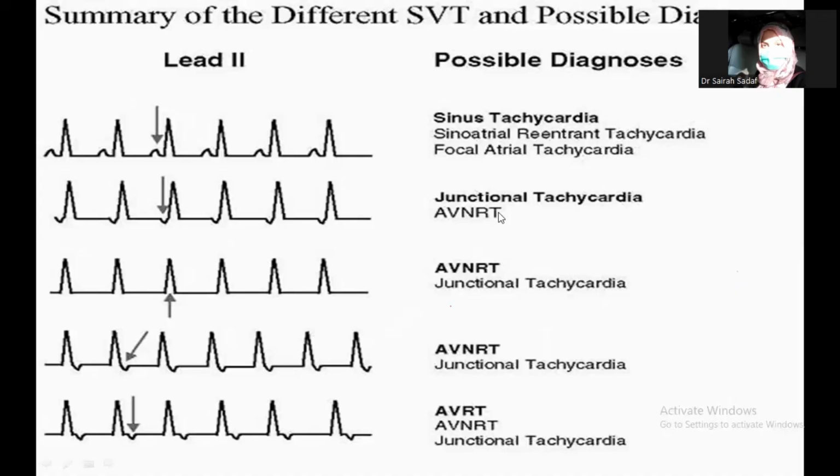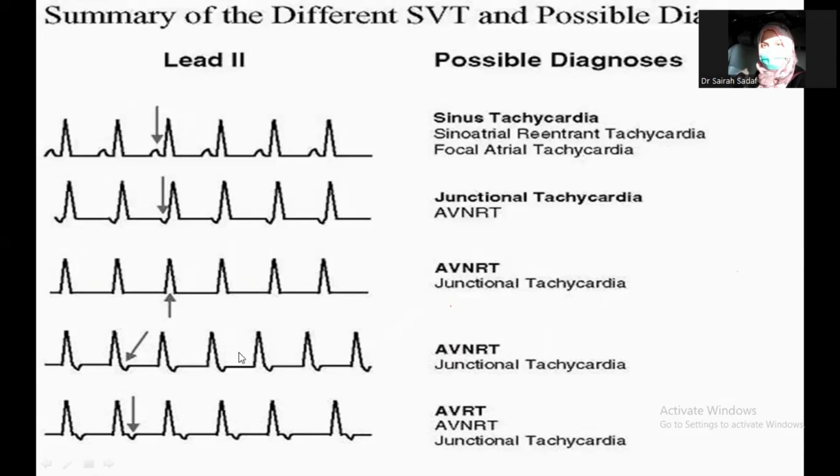So you cannot tell them apart just like that. Now, you may have this: there is no P wave. The P wave is there, but it is buried in the QRS complex. You cannot see it properly, so it is buried inside. So it may be junctional tachycardia or it may be SVT, as I have already mentioned.